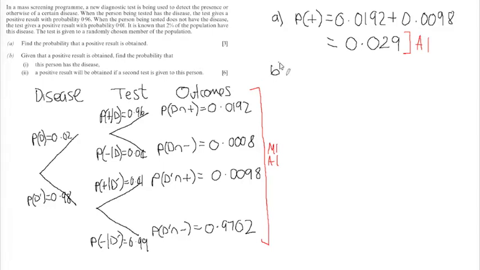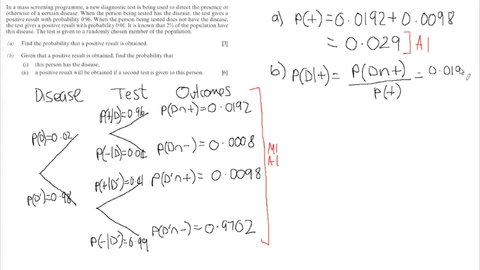Part B. Part B says, given that a positive result is obtained, find the probability that the person has the disease. So what I'm looking to find is the probability of disease given a positive result. This is defined using conditional probability as the probability that the person has the disease and gets a positive result, all over the probability of a positive result. So the probability of disease and a positive result is 0.0192, over the probability that it is positive, which is 0.029.